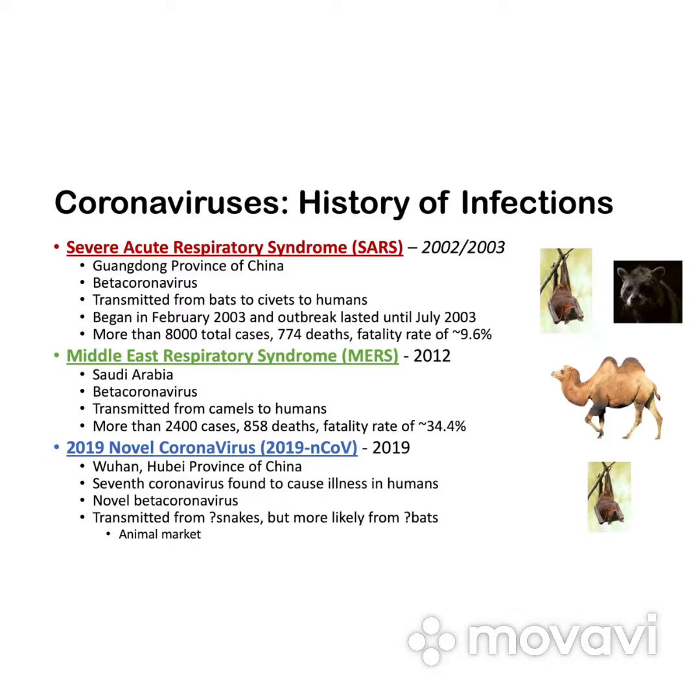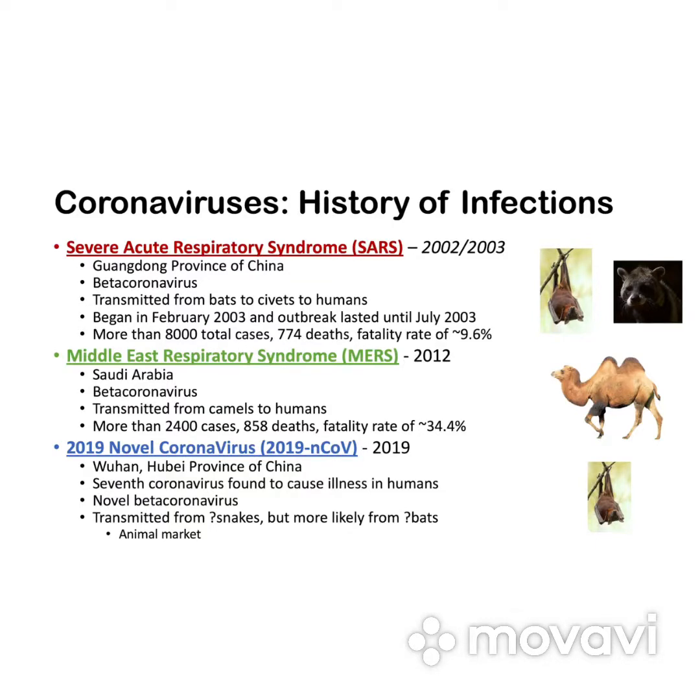So right now, as of the recording of this lesson, there are more than 10,000 cases of this Wuhan coronavirus. So it's actually surpassed SARS. But the fatality rate is luckily lower than SARS. It is approximately 2 to 3% at this point.